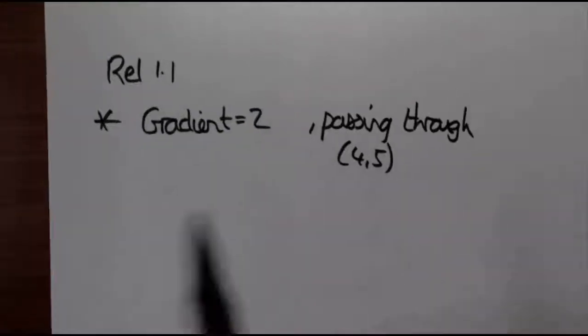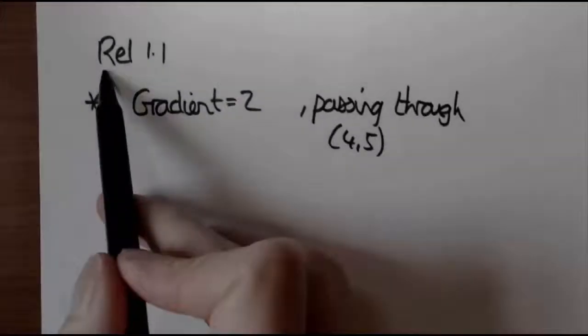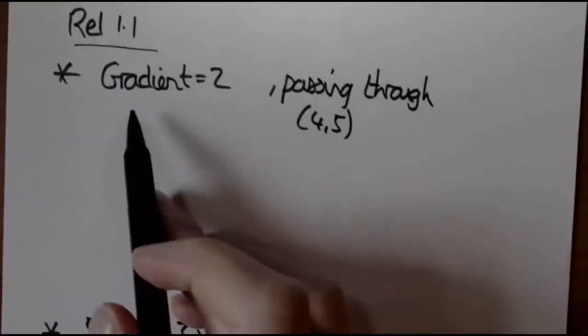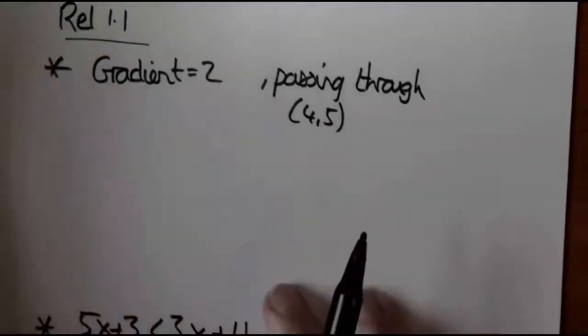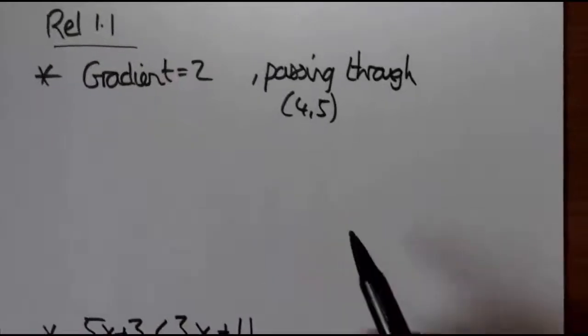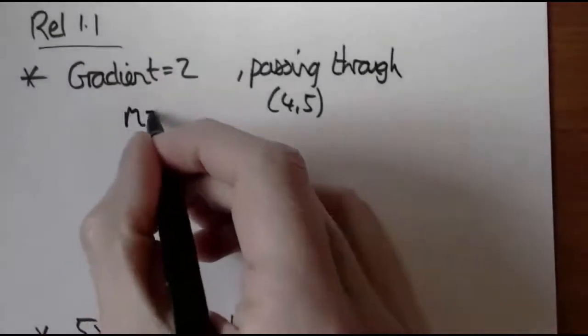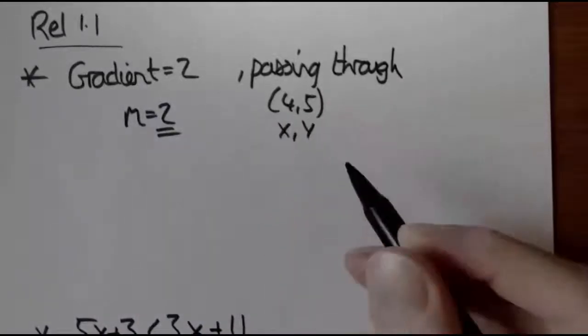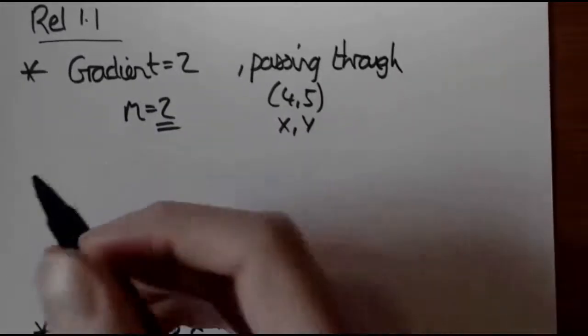Here's a couple of examples that will hopefully help you with your homework. So this is part of relationships outcome 1.1. We've got information for us to create an equation for a line. You've got the gradient, so remember m equals 2, and you've got x and y. We want to create the equation and simplify it.